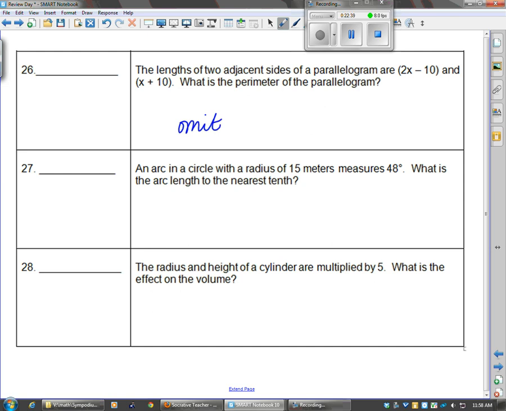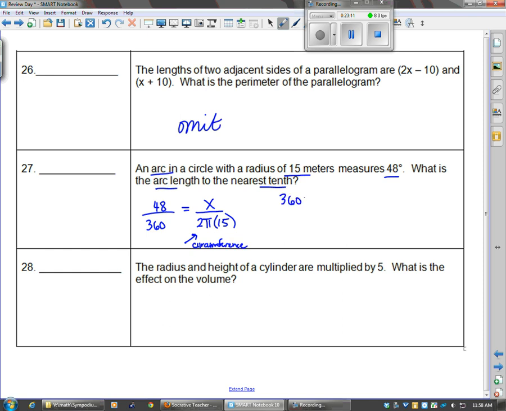Okay, number 27, an arc in a circle with a radius of 15 meters measures 48 degrees. What's the arc length to the nearest tenth? So we are going to type in pi. So we got 48 degrees out of 360 equals what out of 2 pi r? Because again, arc length comes from circumference. So down here, I'm using the circumference formula, whereas last time I used area.